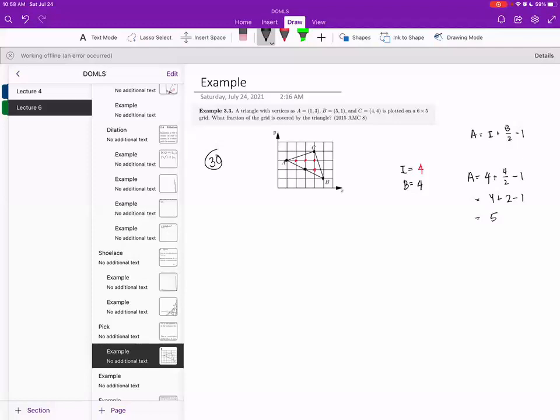Now we have to go back and read the problem, which asks what fraction of the grid is covered by the triangle. And that's just going to be 5 over the entire grid, which is 30, which gives us 1/6. And that's our answer. So that was a pretty simple application of Pick's theorem.